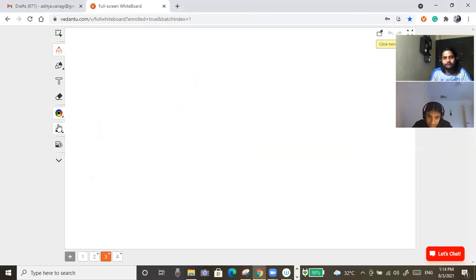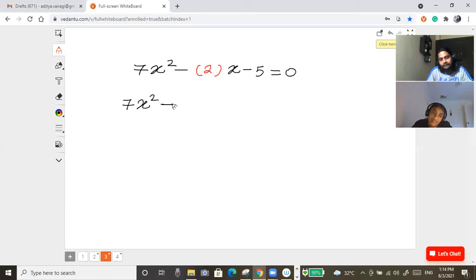So I'll just write the equation here. It's 7x squared negative 2x negative 5 is equal to 0. That's what is our equation, right? And the method is called splitting middle term method. Do you remember that I told you? So splitting middle term simply means we have to split this 2x either using addition or using subtraction. But right now we don't know which sign to be used, whether addition or subtraction.